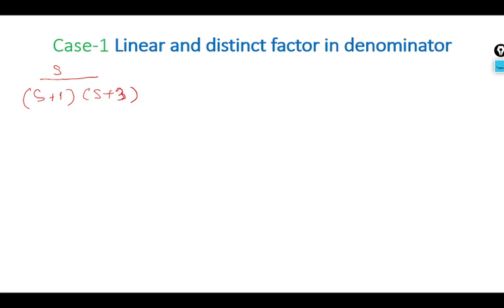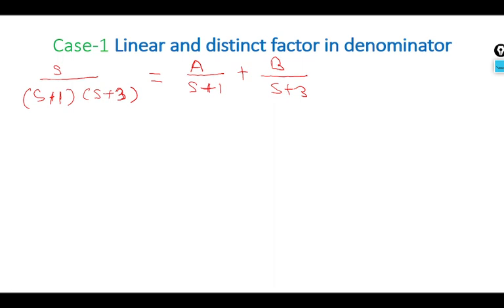s upon (s plus 1) into (s plus 3). So the partial fraction, which we have already seen here, is a upon s plus 1 plus b upon s plus 3. There are multiple methods to get the values of a and b.